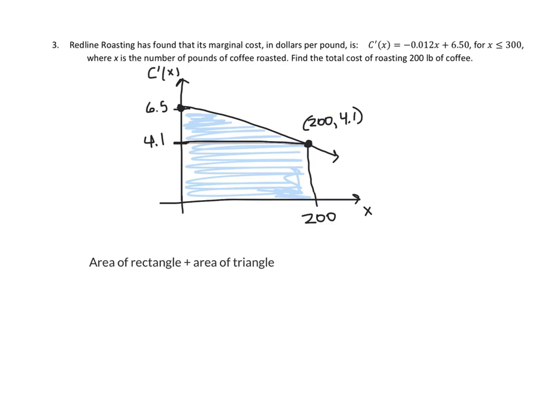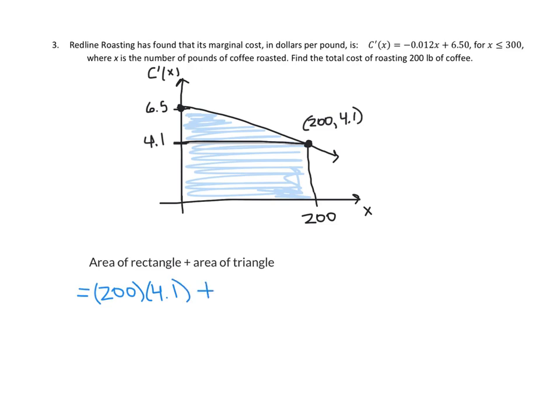So when we go to calculate the area of the rectangle, the area of a rectangle is base times height. So the base of this rectangle here is 200. So we have 200 times the height of the rectangle. And the height of this rectangle here is going to be 4.1. Plus the area of the triangle.